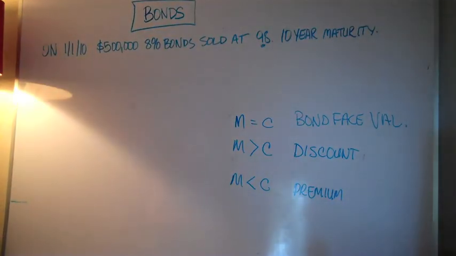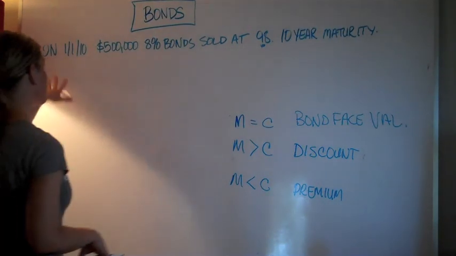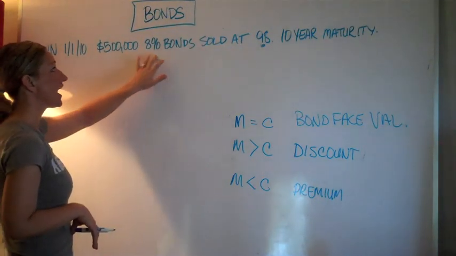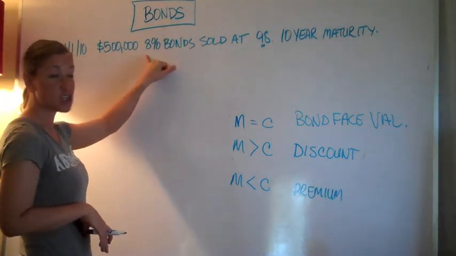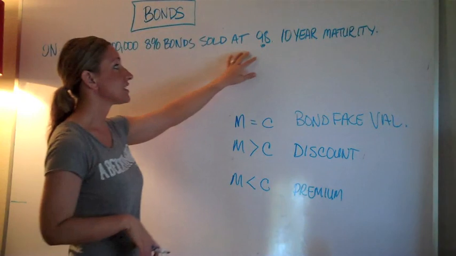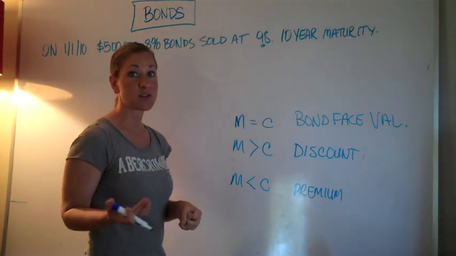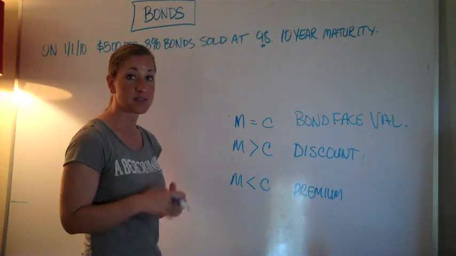Let's look at a bond that has sold for less than what the market rate is. It's going to be selling at a discount. So on January 1st, 2010, a $500,000 8% bond, the 8% is the coupon rate, sold at 98. It has a 10-year maturity, and the interest is going to be paid on a semi-annual basis, meaning 2 times a year.